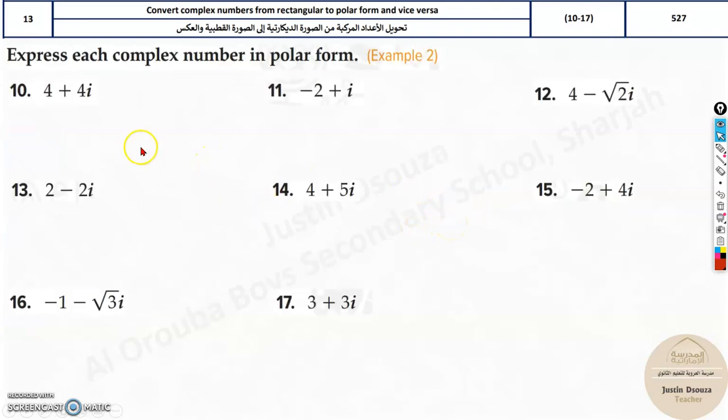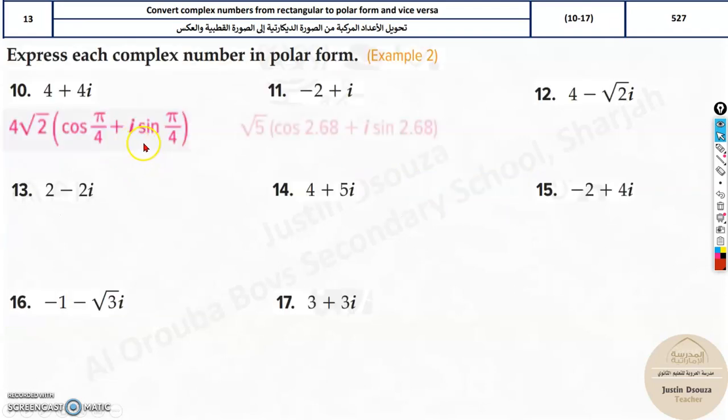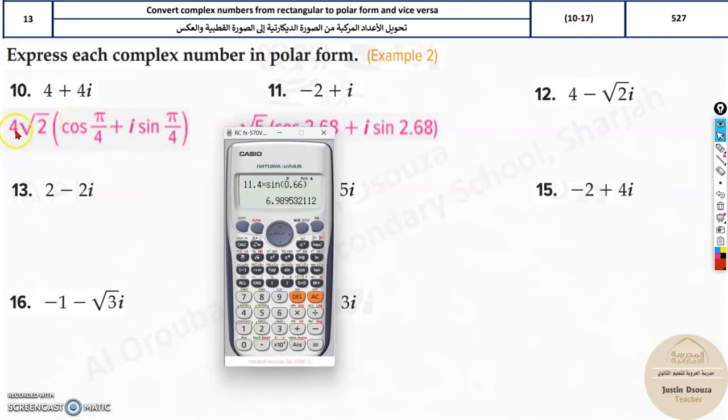You can even check your answers directly. See, now this same method you can use to solve. Now always remember, the first part, the cos part, is the real part and i is the imaginary part, which is given in sin. Okay, now you will have many options, so solve it by yourself and then check the answers. Now see, for example, over here, this one, it's in pi by 4 and it's 4 root 2.